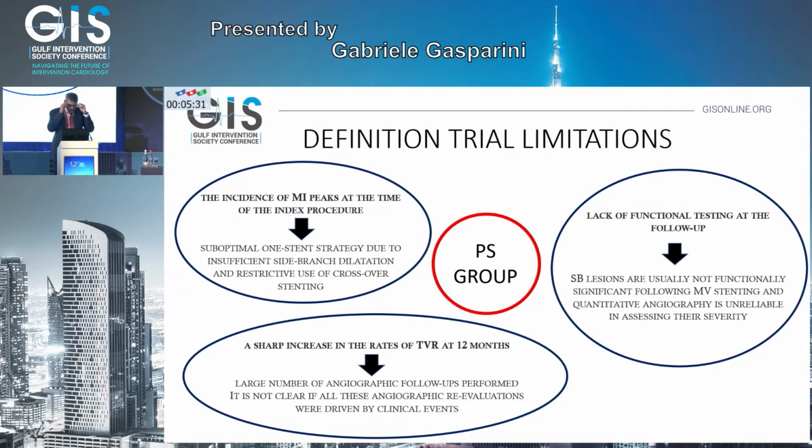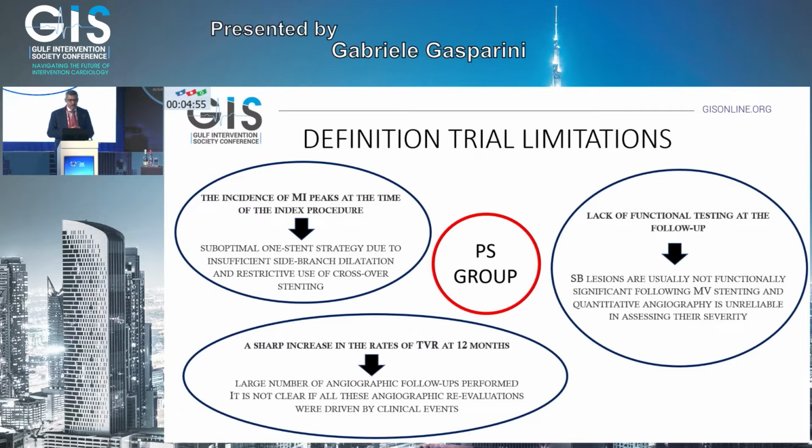But the DEFINITION trial has some limitations. First of all, the incidence of myocardial infarction peaks at the time of the index procedure. This could be related to a suboptimal one-stent strategy due to insufficient side branch dilatation or restrictive use of crossover stenting. Then there is a sharp increase in the rates of target vessel revascularization at 12 months, so it's not clear if these angiographies were driven by clinical events or not.